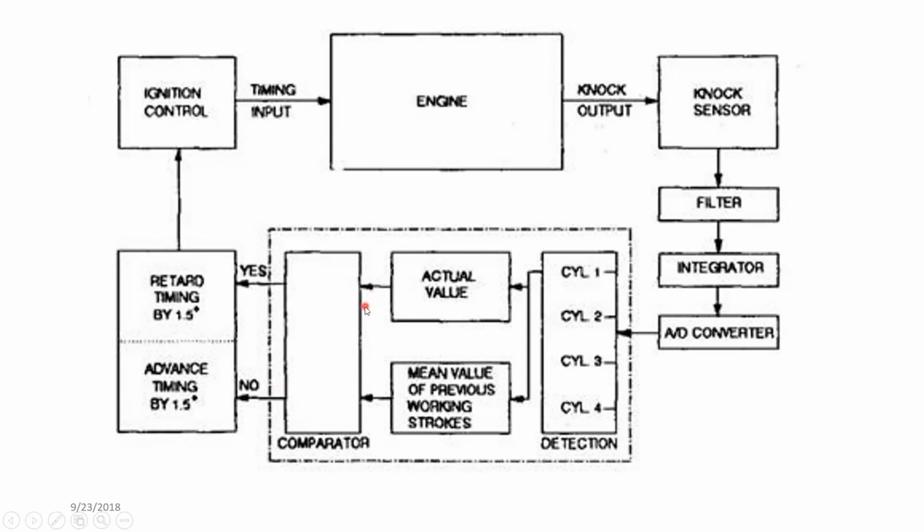If the decision is that the mean value and this actual value are similar, there's nothing to be done, nothing to be worried about. If there is something to be worried about, the ignition has to be retarded by 1.5 degrees. That is sent to the ignition control module, which controls the ignition and retards it based on that signal. So this is the basic outline.